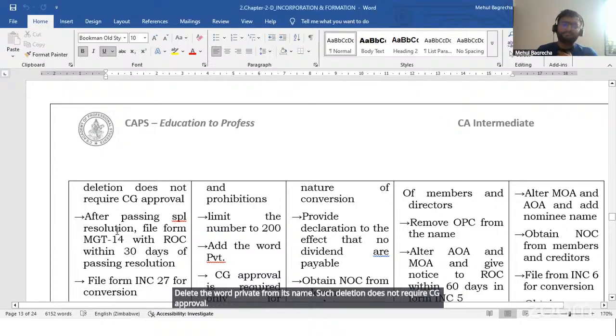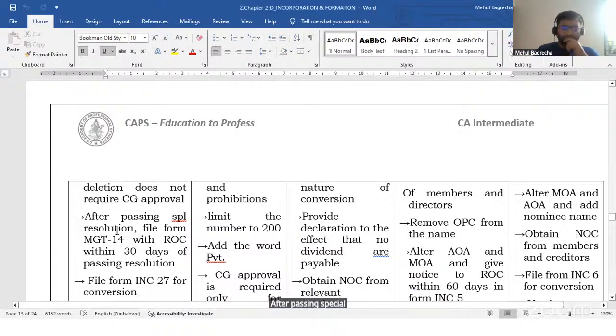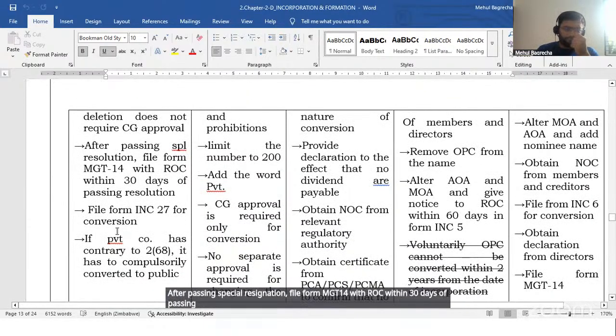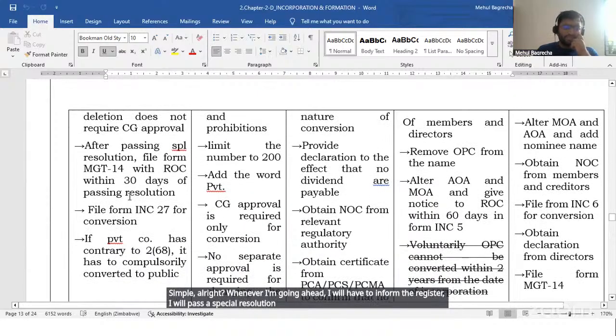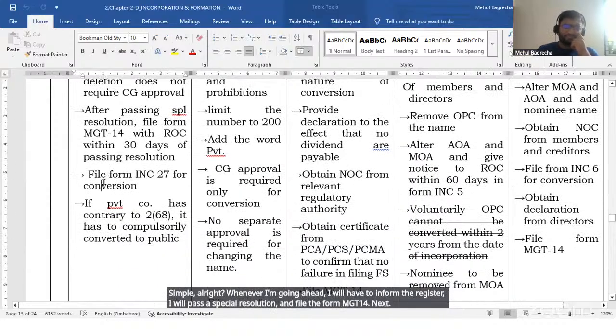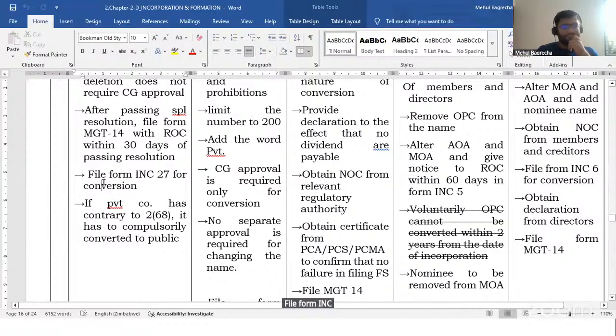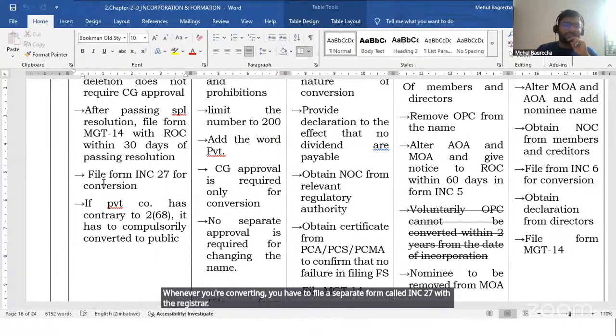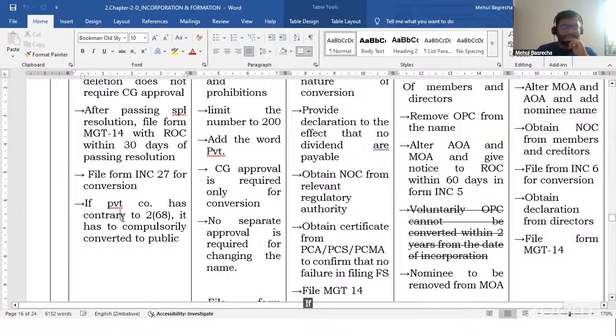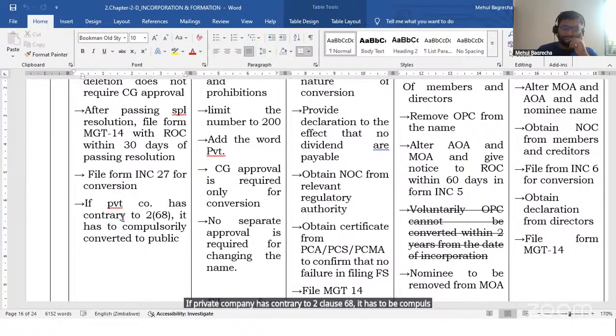Next. After passing special resolution, file form MGT 14 with ROC within 30 days of passing resolution. Simple. All right. Whenever I'm going ahead, I will have to inform the registrar. I will pass the special resolution and file the form MGT 14. Next. File form INC 27 for conversion. Whenever you're converting, you have to file a separate form called INC 27 with the registrar. Lastly, what happens? If a private company has acted contrary to section 2 clause 68, it has to be compulsorily converted to public.